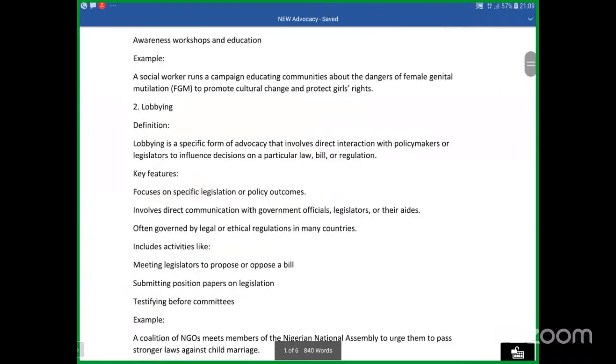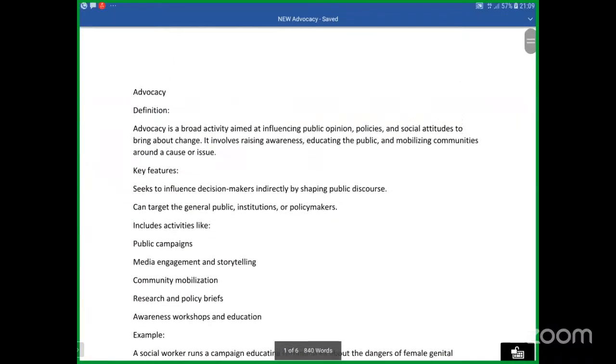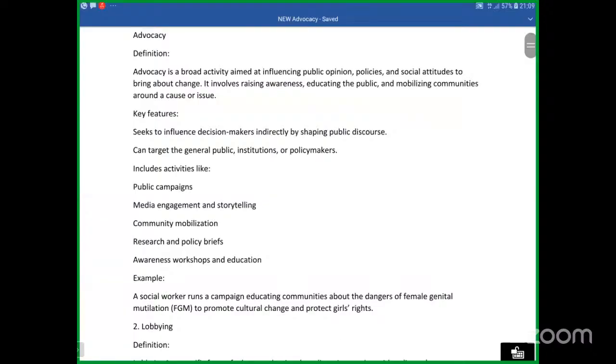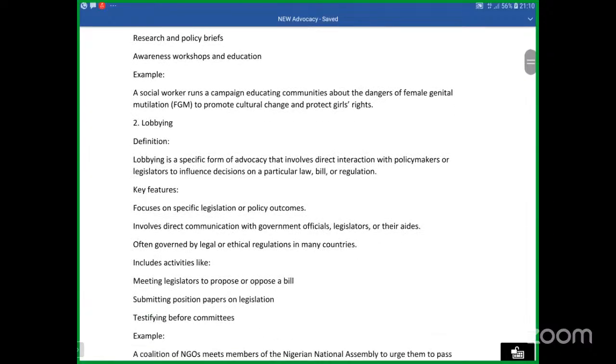So let me quickly add this to your advocacy notes. What are the key features that we have in advocacy? Advocacy seeks to influence decision-making directly by shaping public discourse, and can target the general public, institutions, or policymakers. Advocacy includes activities like public campaigns, media engagement and storytelling, community mobilization, research and policy briefs, awareness workshops and education, and so on. For example, a social worker can run a campaign educating the community about the dangers of female genital mutilation to promote community change and protect girls' rights.